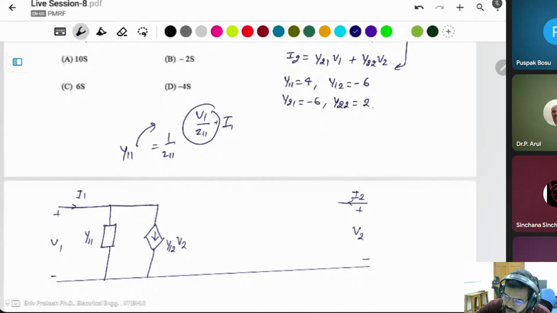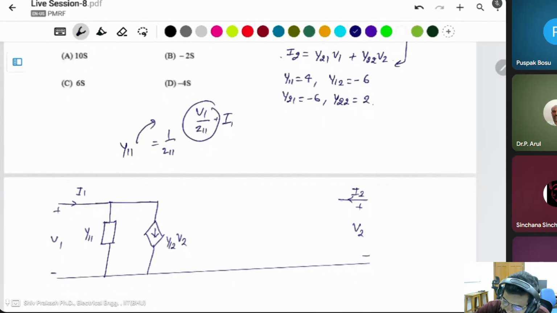Same thing for the second equation, I2. The current is a sum of two currents, which means both are connected in parallel. Y22 is connected in parallel to V2, and that one is the dependent current source, which is dependent on V1: y21 and V1. This is the equation, and this is the circuit for the admittance parameter.